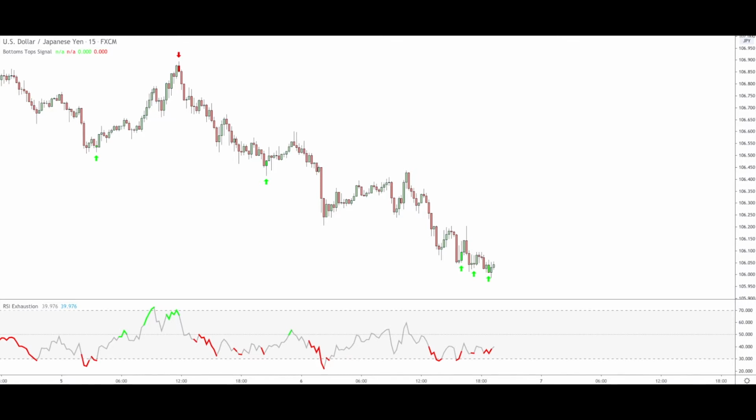So let's see what's going on this pair right now. What happened recently is that we had a signal here, a bottom. Was this bottom to be taken? Technically yes, because we had divergence between the price and the RSI. The RSI was exhausted as well, and we had the bottom, of course.